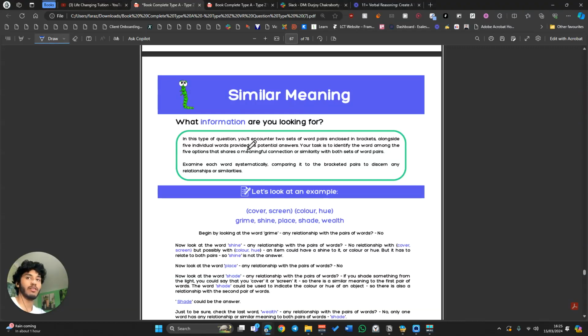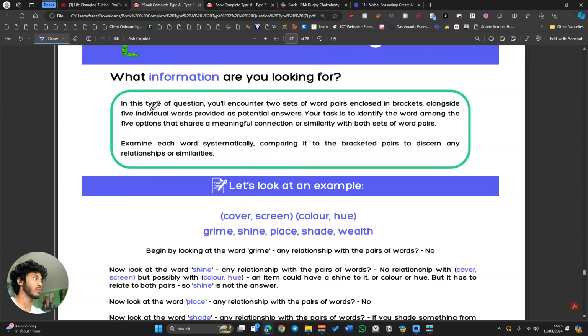So similar meaning, this one is very similar to synonyms, as you can assume, but it's just in a different format, and you can get this type of question in your exam coming up. So what information are you looking for here? In this type of question, you'll encounter two sets of word pairs enclosed in brackets.